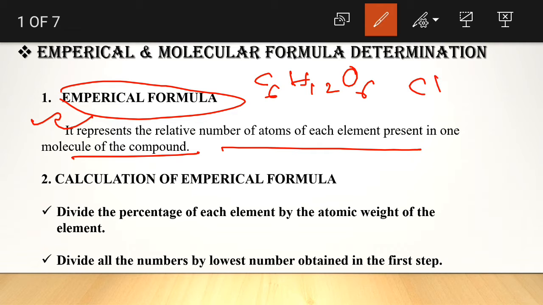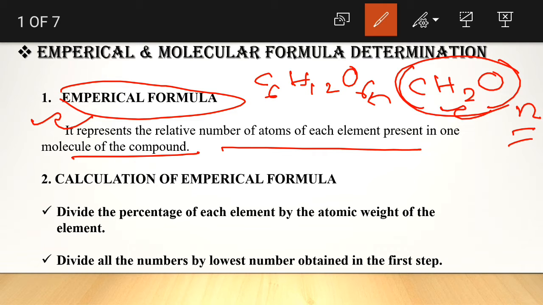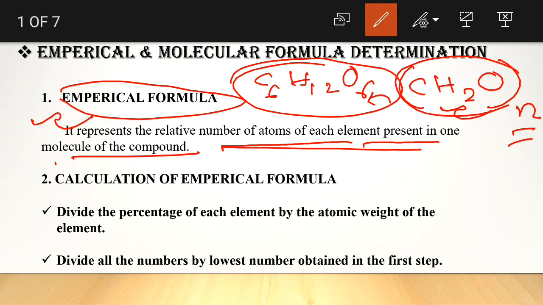So you can determine CH2O whole n. Here n is 6, so then it will be C6H12O6. This is known as the empirical formula and this is known as the molecular formula. So once again, empirical formula tells the relative number of atoms of each element present in one molecule of the compound.